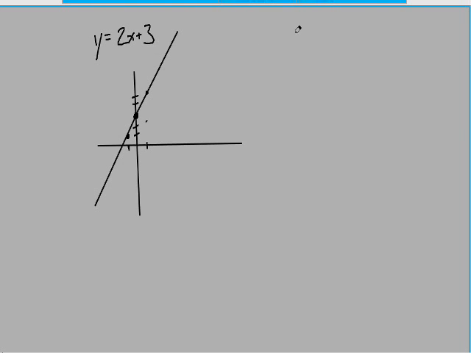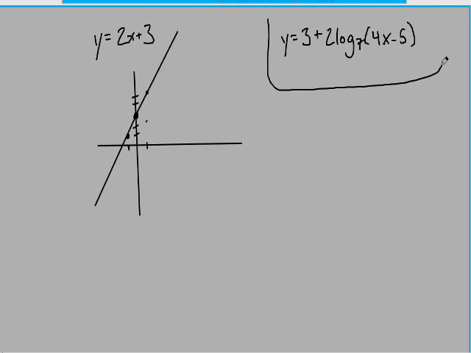But what about something a little bit more complicated? Like, I don't know, y equals 3 plus 2 log base 7 of 4x minus 5. Yeah, that looks more complicated. How would we go about graphing that? So really, this is the sort of thing that this section is aiming to teach you, is how to do these sorts of problems.